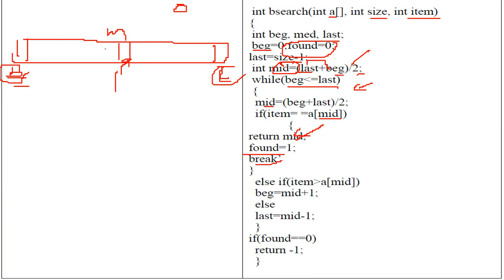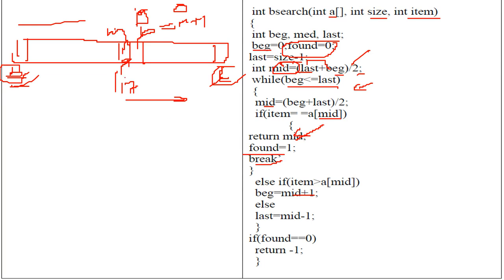Otherwise, if the item is greater than this item, say this is 17 and the item we need to search is 19. So 19 is greater than 17, so we will not search this. But now this is mid, so the next beginning will be mid plus 1, because mid is already checked. So now we change the beginning. Beginning will be equal to M plus 1. So middle plus 1, and the end will remain the same.